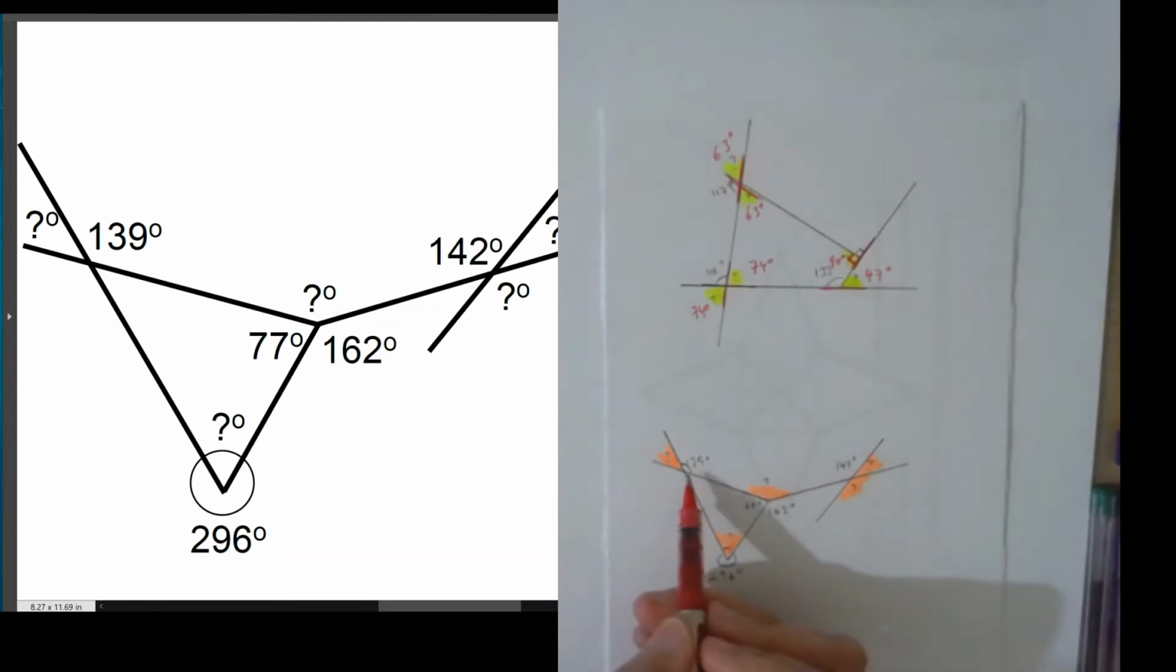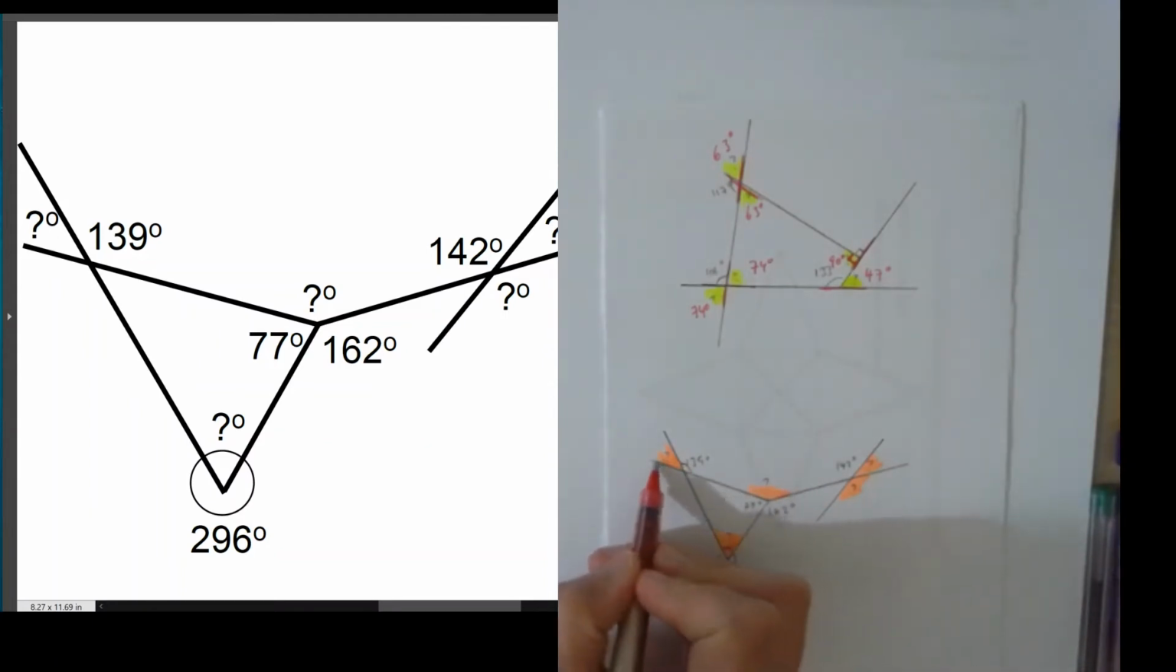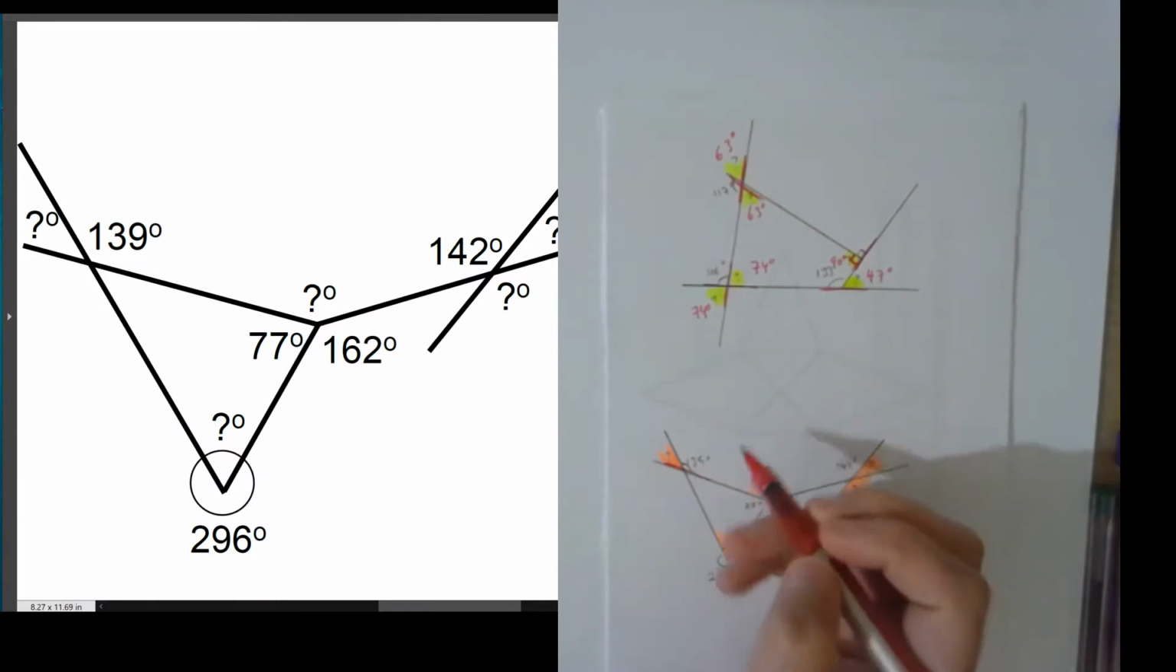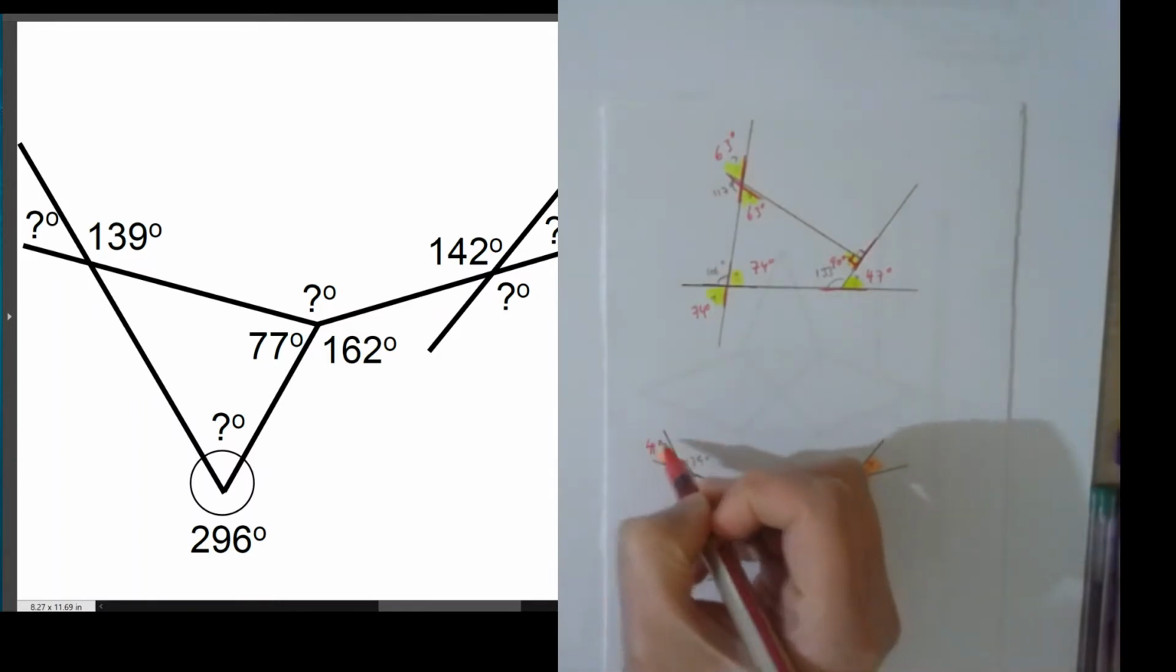So for this one, I would say angles on a straight line add to 180 degrees. So 180 take away 139 would leave me with 41 degrees.